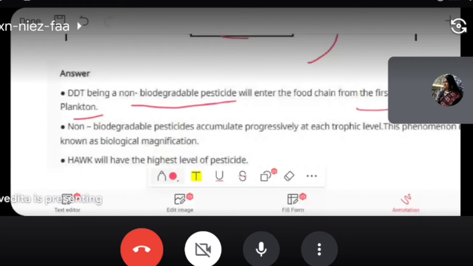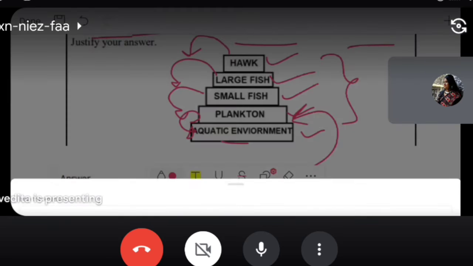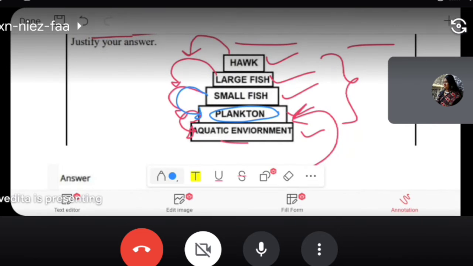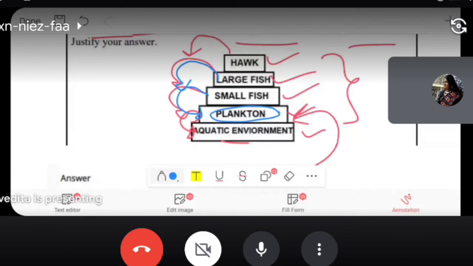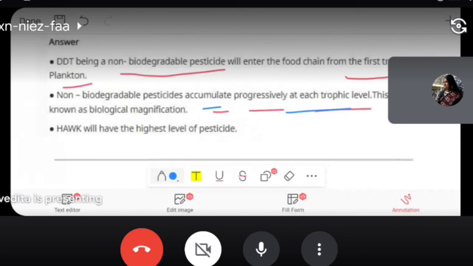Non-biodegradable pesticides accumulate progressively at each trophic level. So as you can see, these pesticides have entered the plankton. Planktons have taken that DDT. When the small fish eat these planktons, the DDT will go inside them, and the large fish will take the small fish also, so DDT will go to this level, and when the hawk eats the large fish, it will get this DDT again. The non-biodegradable pesticides which accumulate progressively at each trophic level, this phenomenon is known as biological magnification. So this is biological magnification.